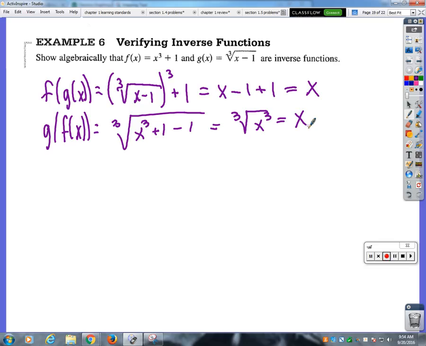So this would be a question where the work would be the answer, not the answer itself, because you already know what the answer is going to be. The answer is going to be x. So you'd have to show me the work that you did to get to that point. Okay? Any questions about that?